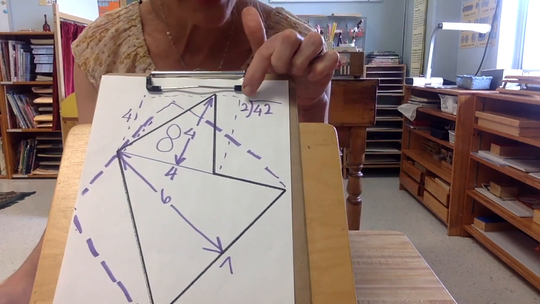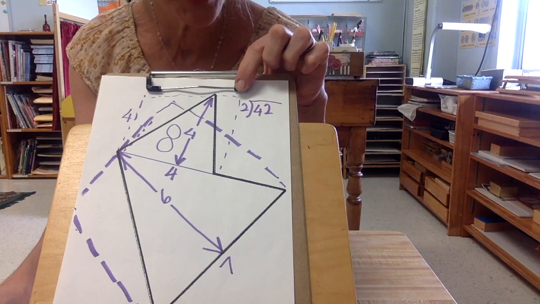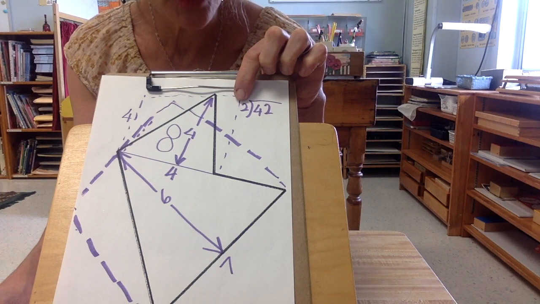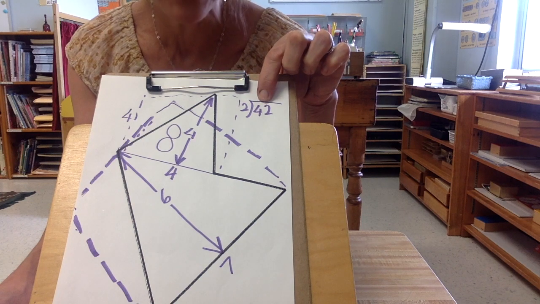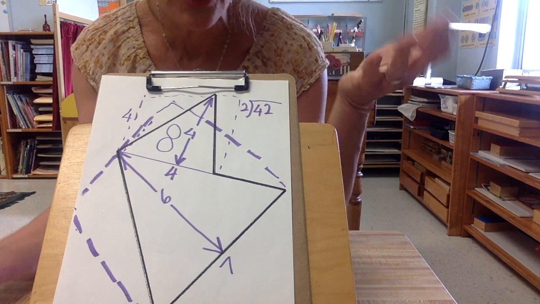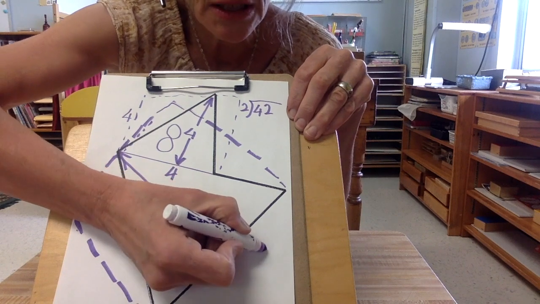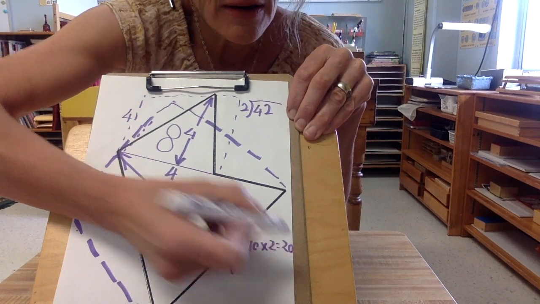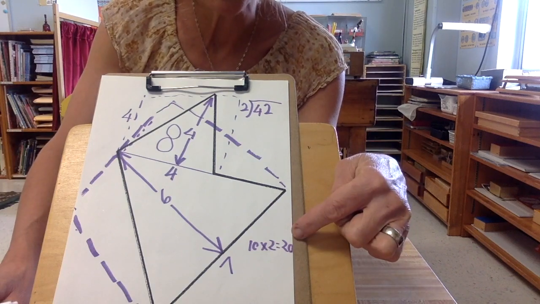Looking at that, we can tell that 2 is the divisor and 42 is the dividend. The divisor 2 is going to fit into the dividend definitely a 10 of times. What is a 10 of 2's? Well, you just add a 0, right? 10 times 2 is 20.